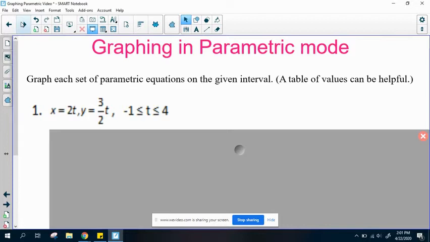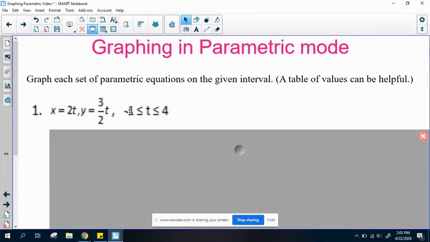Many of you take this approach when you are given something that you don't know how to graph. The easiest thing you can do when something is in parametric mode and you have restrictions is make a table, plug in the starting point and the ending point, and get a table of values.